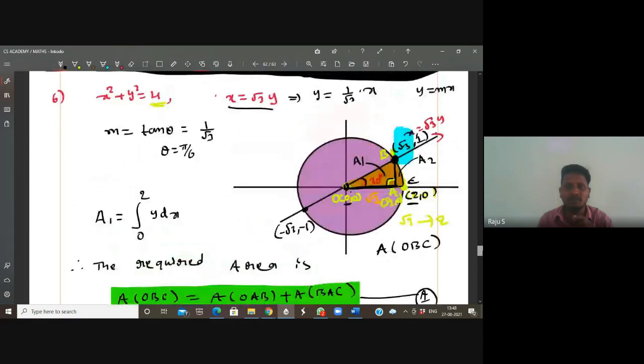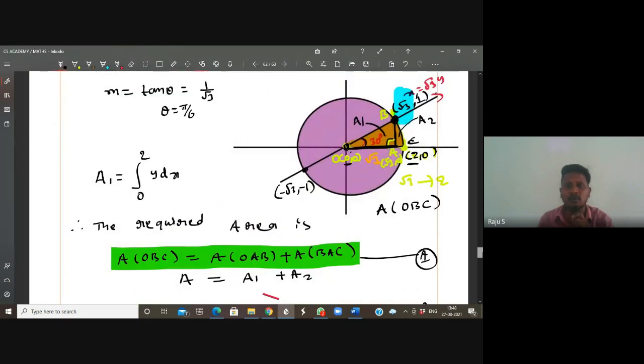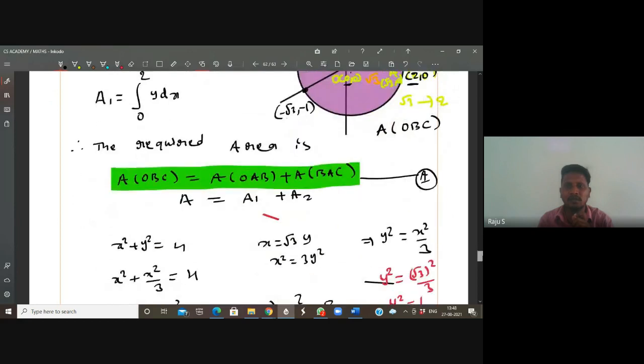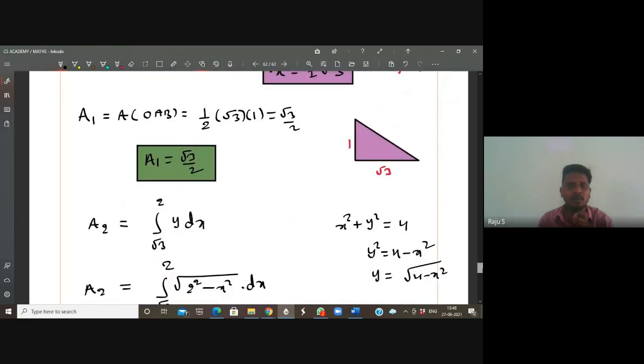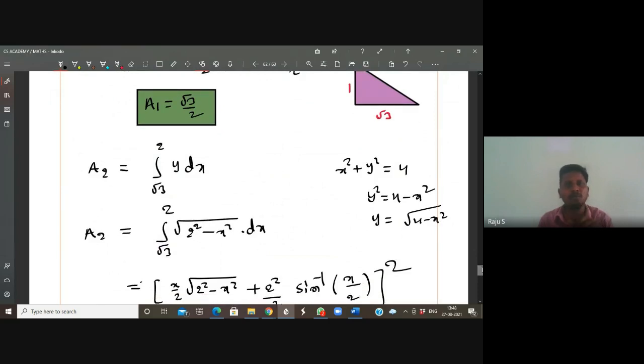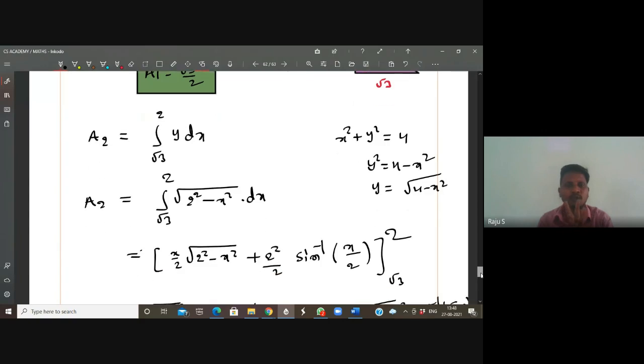They are asking for the area in the first quadrant alone. So base is root 3, height is 1. Half into base into height gives root 3 by 2, that is the area of A1. The area of A2 is given by the circle only, not depending on the line.